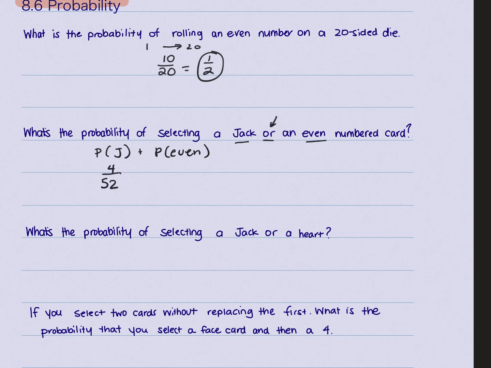And there is a 2, a 4, a 6, and an 8. And a 10. So that's 5 cards, 4 of each suit, which means there's 20 even numbered cards. 24 over 52. 4 goes into both of them. That's 6 over 13.